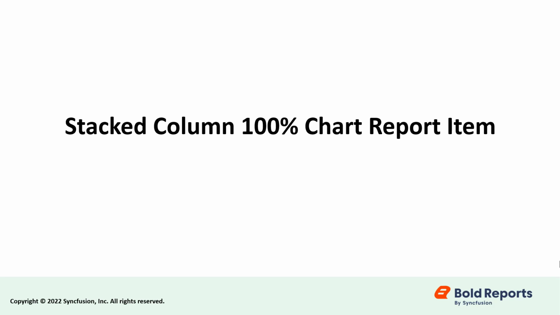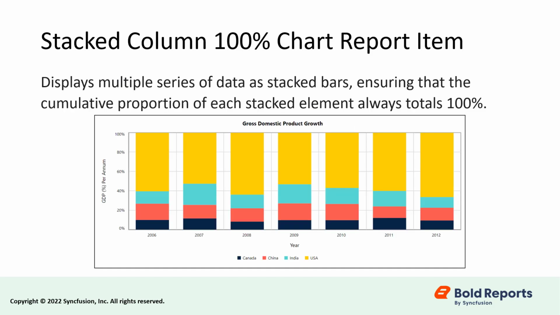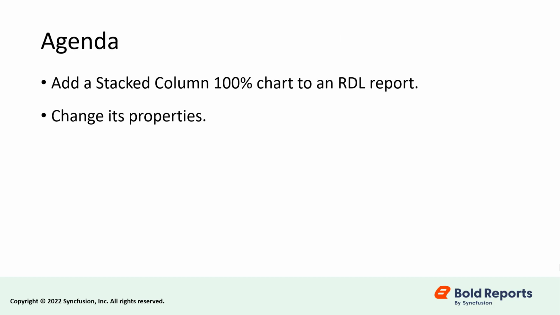Before getting into this video, let me give a small introduction about this chart. The stacked column 100% chart displays multiple series of data as stacked bars, ensuring that the cumulative proportion of each stacked element always totals 100%. In this video, we will see how to add a stacked column 100% chart to an RDL report, and how to change its properties.